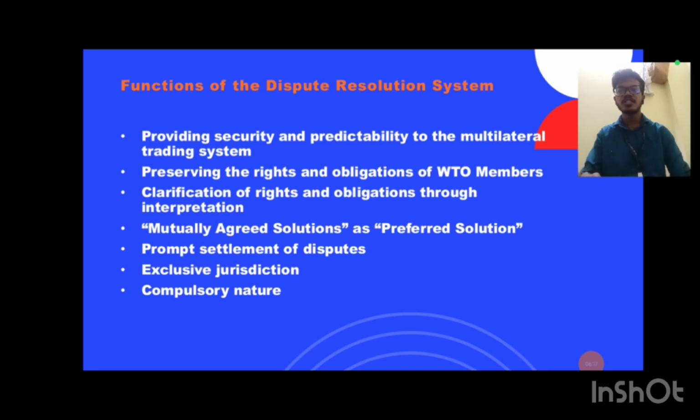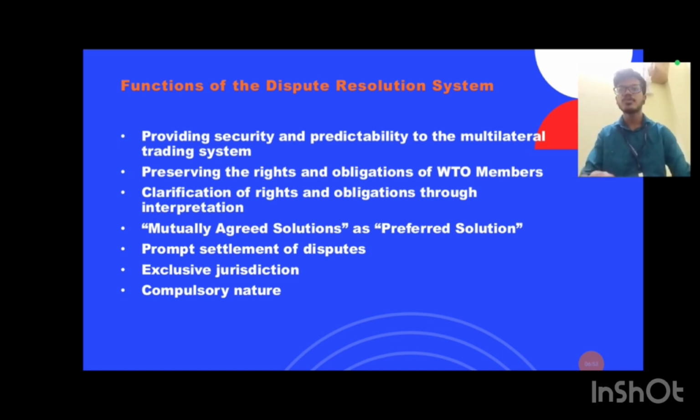The second function is preserving the rights and obligations of WTO members. Typically, a dispute arises when a WTO member adopts a trade policy measure that one or more other members consider to be inconsistent with the obligations set out in the WTO agreement. In such a case, any member of the WTO that feels aggrieved is entitled to invoke the procedures and provisions of the dispute settlement system in order to challenge that measure. The third function is the clarification of rights and obligations through interpretation.